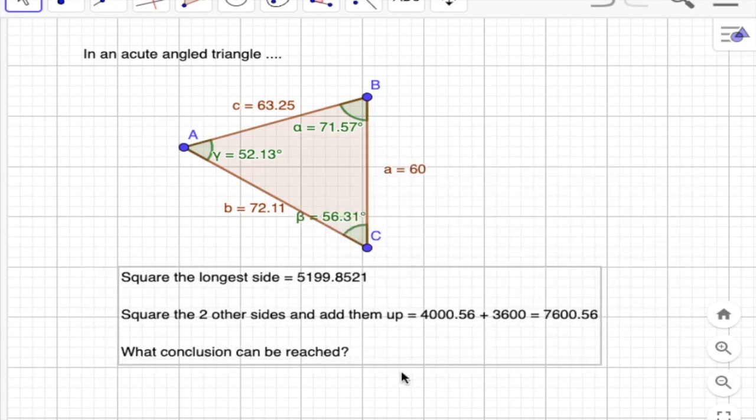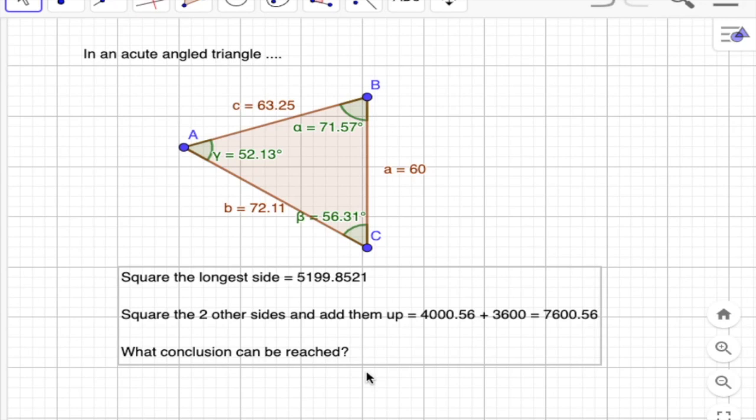Right, so if we square the longest side, we get that number there, 5,199. The square of the two other sides, we get that. What can we conclude from here? I know that this is just one experiment. We need to pick as many such triangles as possible and check. Did somebody use their own triangle? Okay, good. We will use that one to compare. What can you say then about the square of the longest side in an acute angled triangle compared to the sum of the squares of the shorter sides?